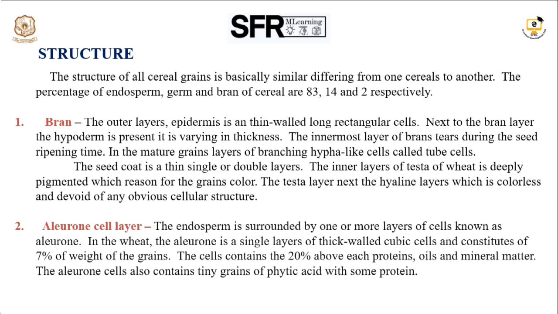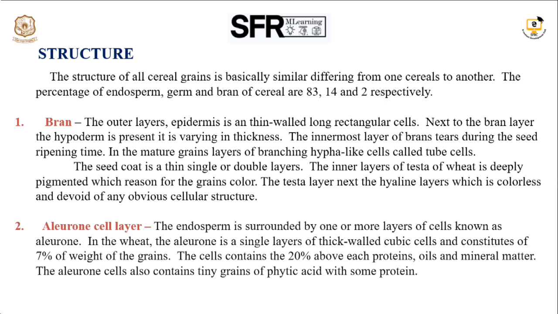What is bran? It is the outermost layer in the cereals. After that, the epidermis is present, which is a thin-walled layer. In the bran itself many layers are present, like the epidermis and the seed coat. After that, the hypodermis is present, which varies in thickness. The innermost layer of the bran is torn during the process of ripening.